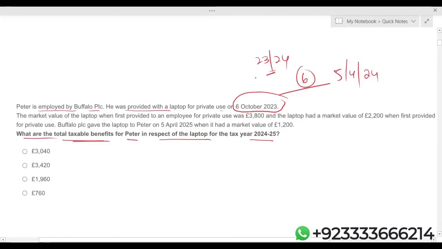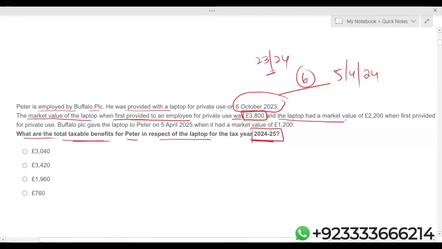But they're not asking the taxable benefit in the tax year 23-24. They're asking us what is the taxable benefit in the tax year 24-25. The market value of the laptop when first provided to an employee for private use was 3,800. Basically, other than car, accommodation, and first mobile phone, any other asset given to an employee for their private use, simply the benefit is 20% of the market value when it was first provided to an employee.